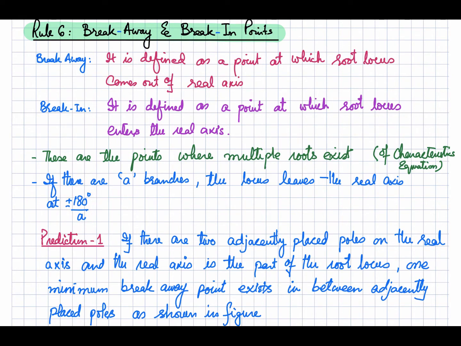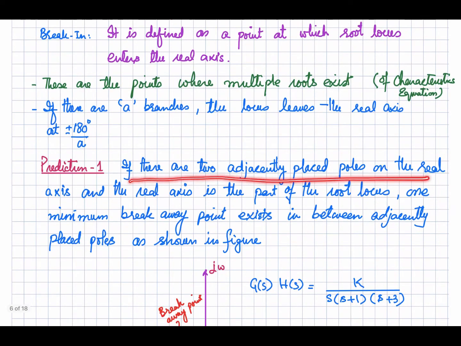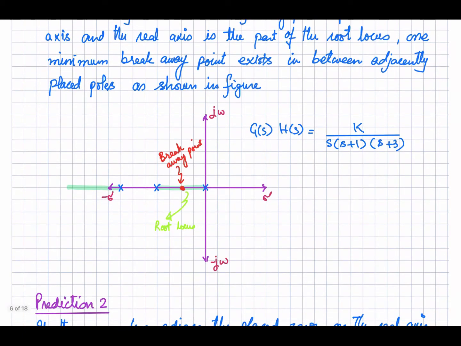Okay, so now how can we predict the breakaway and the break-in? If there are two adjacently placed poles on the real axis, and the real axis between them is part of the root locus, then at least one breakaway point exists between the adjacently placed poles, right? As you can see over here, I have this transfer function: one pole is sitting at 0, the other pole is at -1, the other pole is at -3. If we look at this part of the real axis and take a test point, on the right side of that there is only one pole. It means this portion of the real axis is part of the root locus, right?